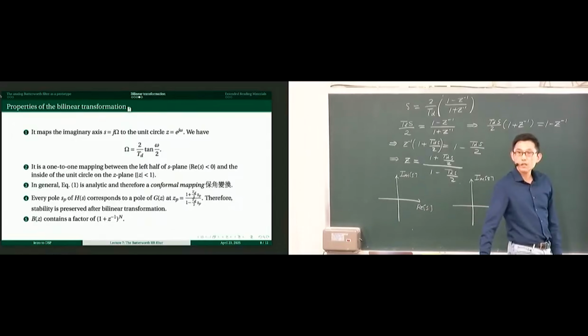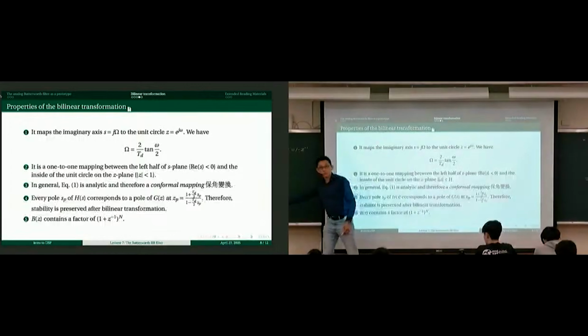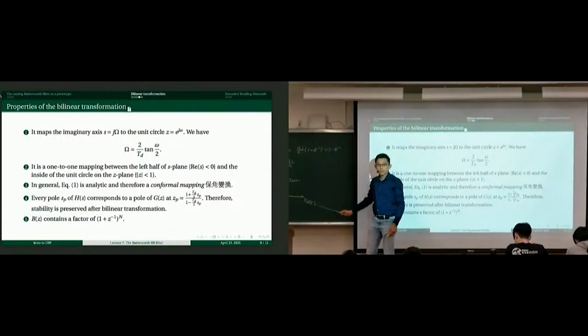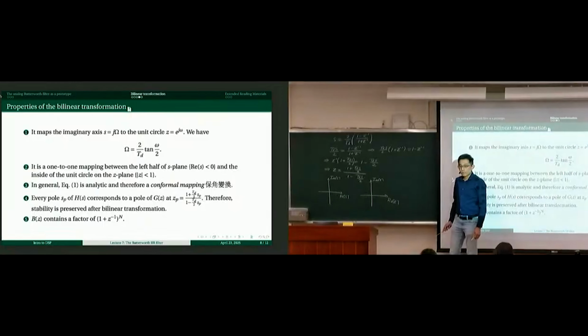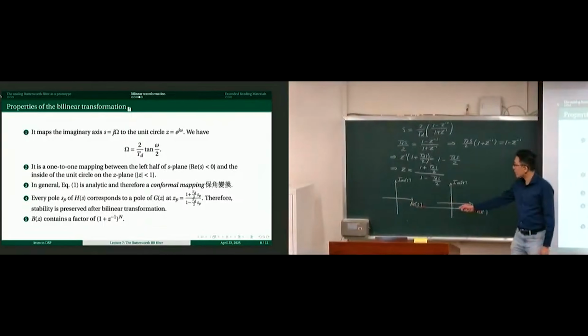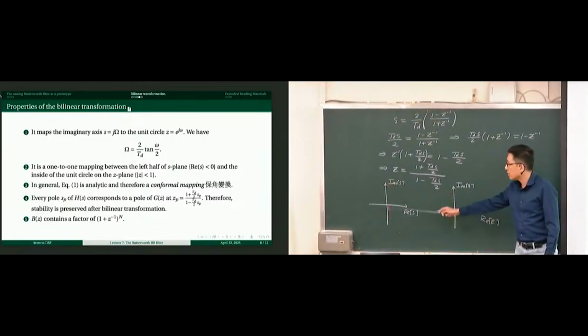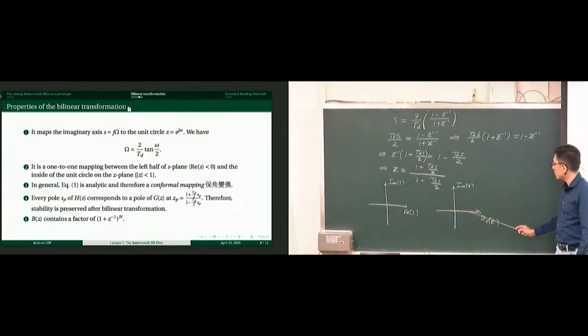Okay, well, why can we call it a design? So there are a few properties that we can be aware of. The first property is that since bilinear transformation is a mapping between S and Z, the first most important property to know is that the imaginary axis in the S-plane will be mapped to the unit circle of the Z-plane.